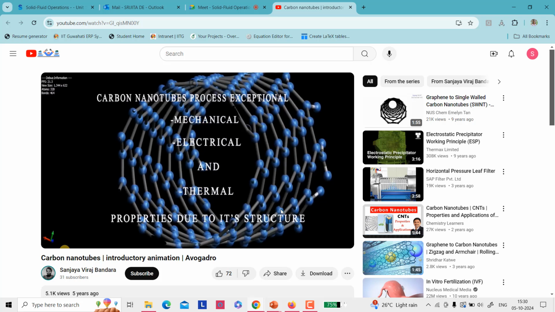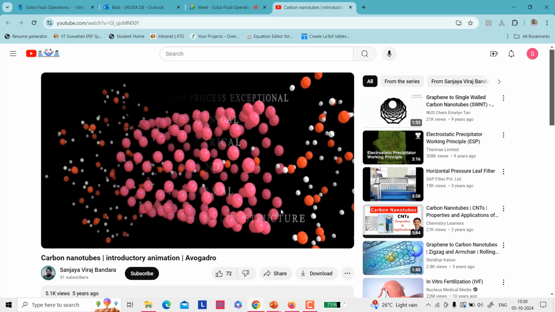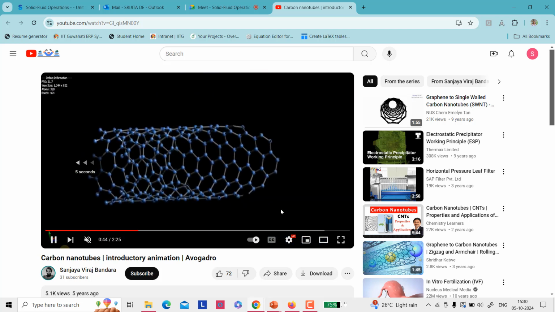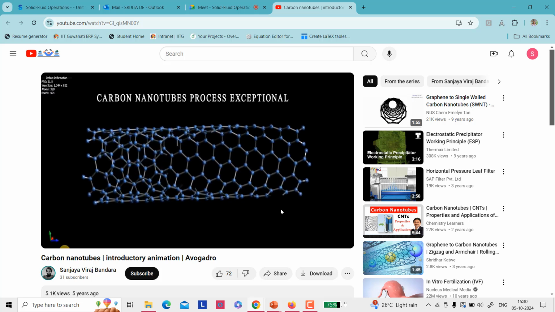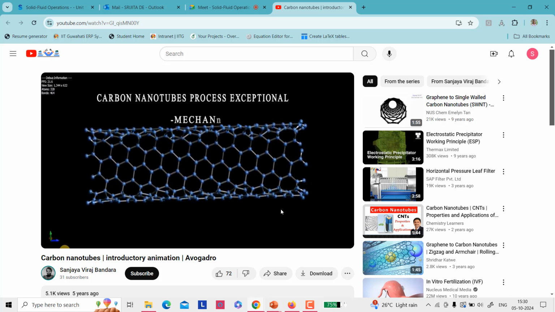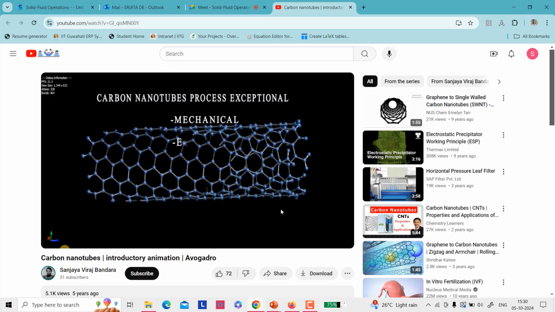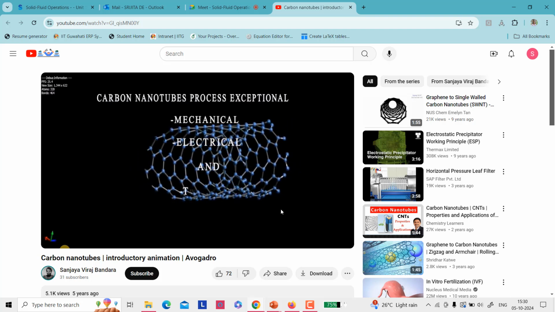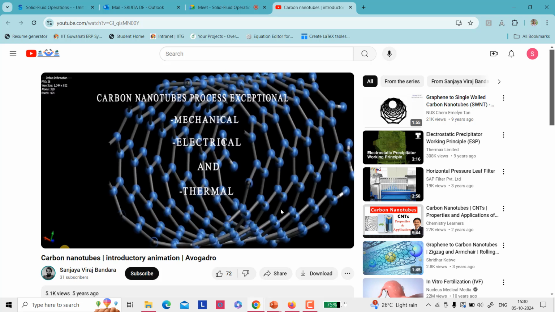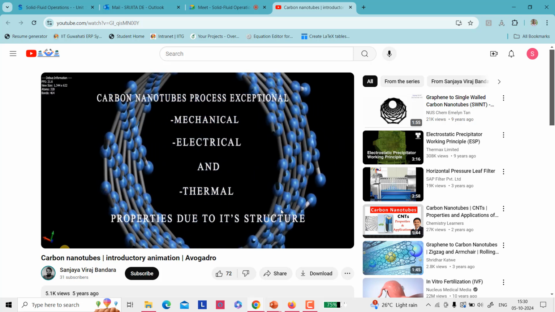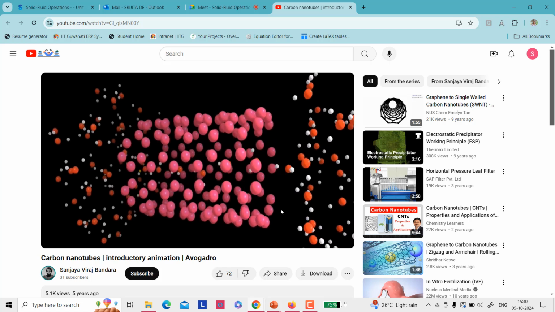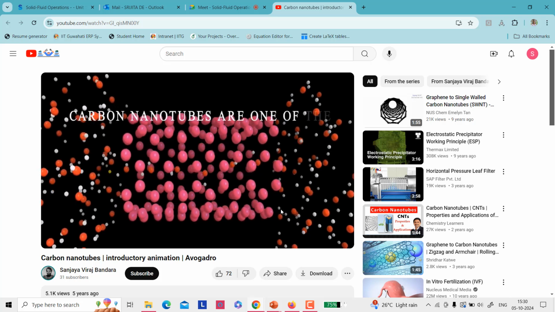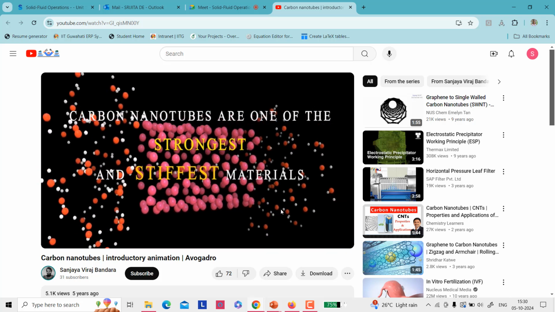So these are the properties of carbon nanotubes. First one is the mechanical property. Second one is electrically they are very sensitive. And third one is the thermal. So this is the strongest and stiffest material yet discovered among the nanomaterials in nanotechnology.